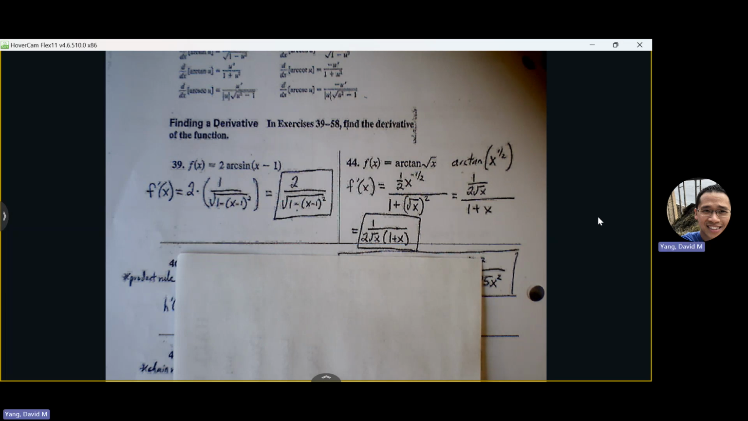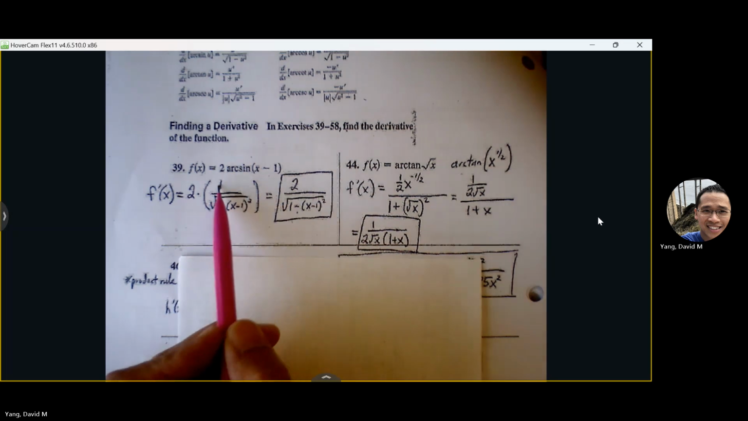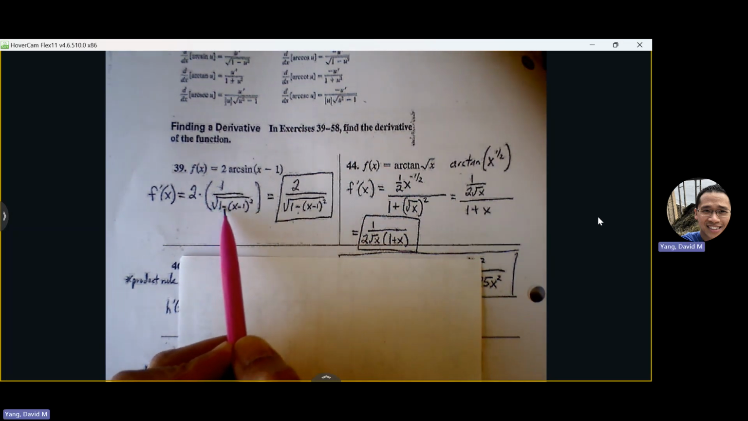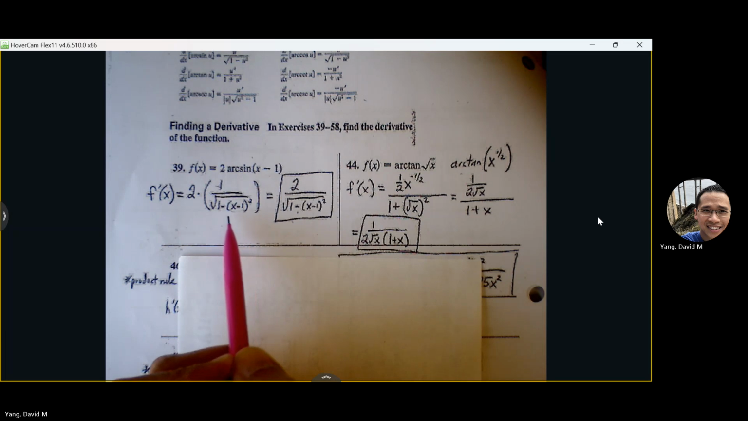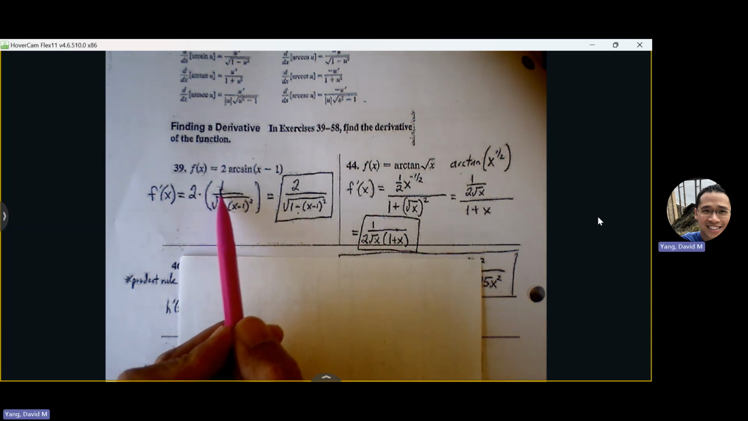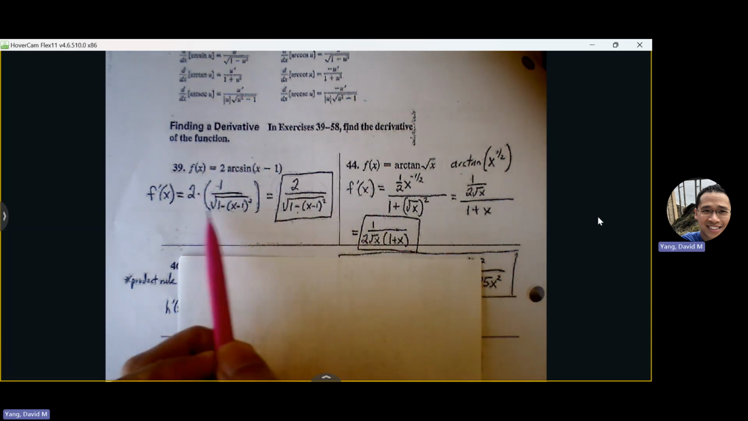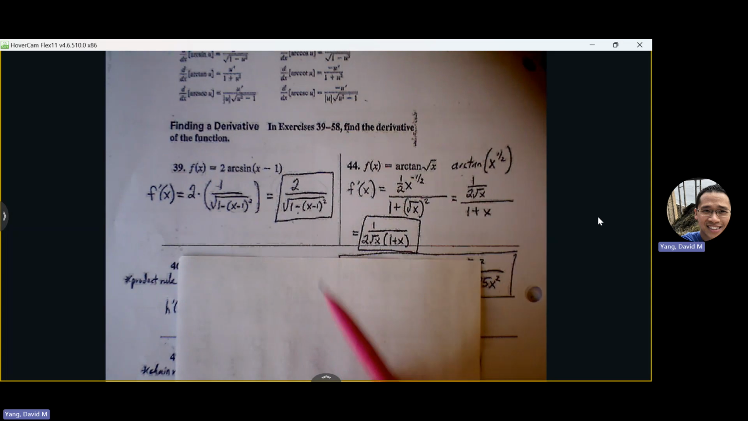So 39, we're applying the rule u prime over the square root of 1 minus u squared. That 2 is a coefficient, so that 2 is not going to go anywhere. My u value is x minus 1, so u prime of x minus 1 is just going to be 1. And then it's 1 minus u squared. I'm just putting the 2 times 1, merging it in the same fraction, but either is fine.